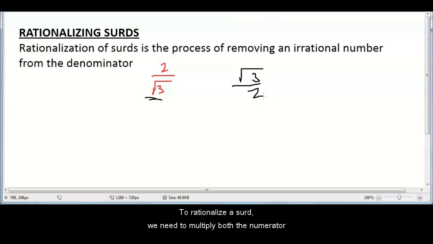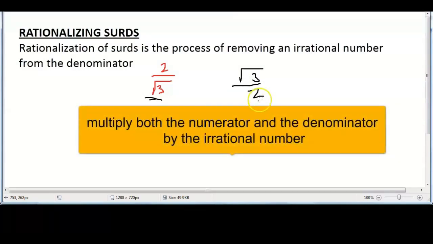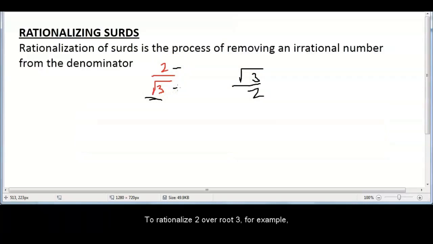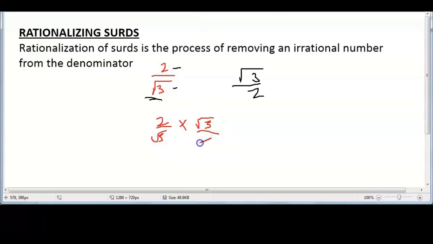To rationalize a surd, we need to multiply both the numerator and the denominator by the irrational number. To rationalize 2 over root 3, for example, we multiply both the numerator and denominator by root 3. 2 over root 3 times root 3 over root 3.